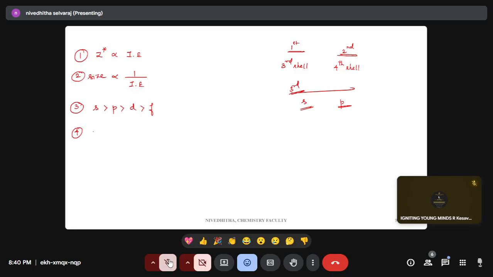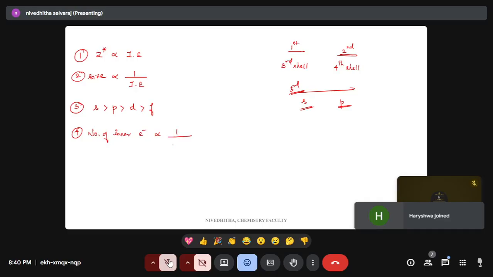How about inner electrons? The electron is present in inner shell. If the number of inner electrons is more, then these inner electrons will be contributing to shielding. So the nucleus cannot hold the valence electron, so removing that kind of valence electron will be easy. So if the number of inner electrons is more, then ionization energy will be less. They are inversely proportional.